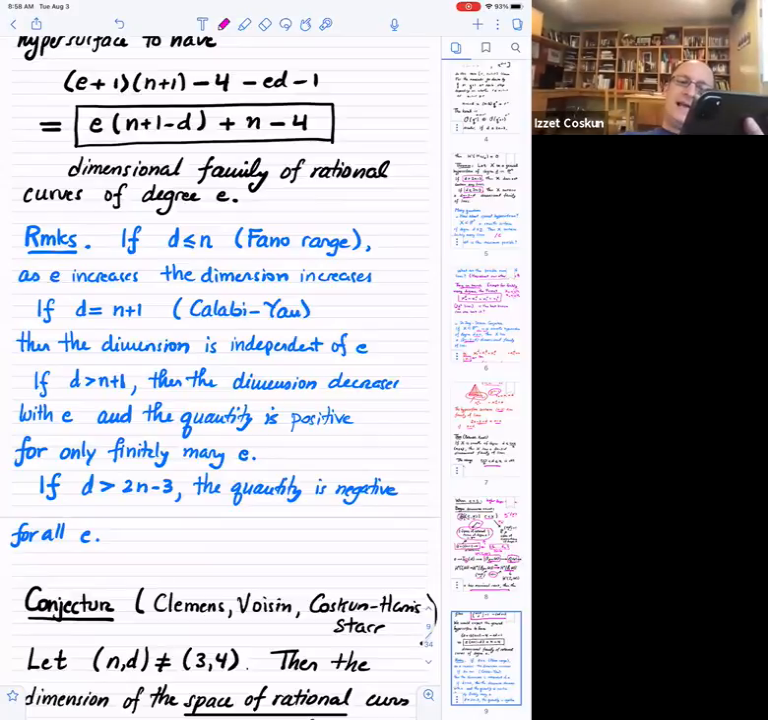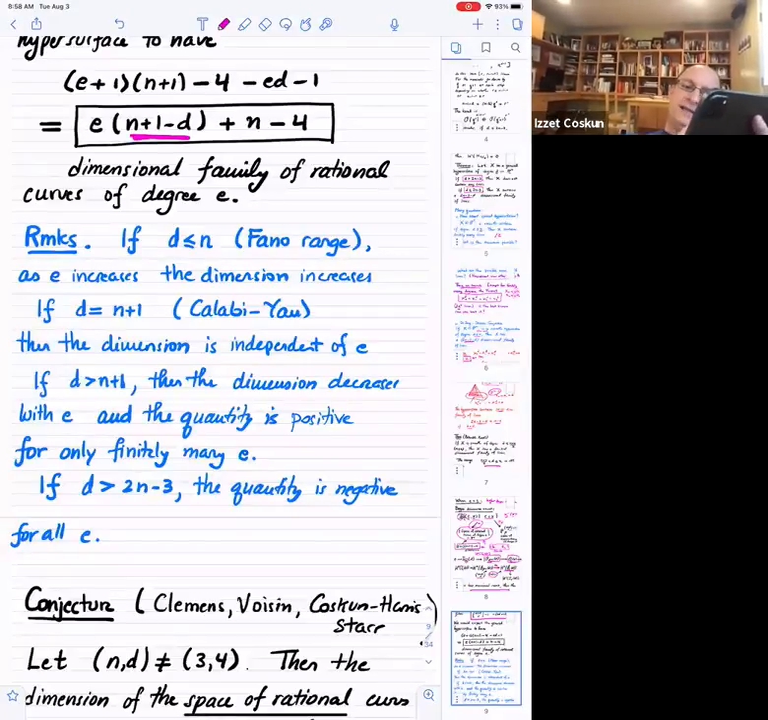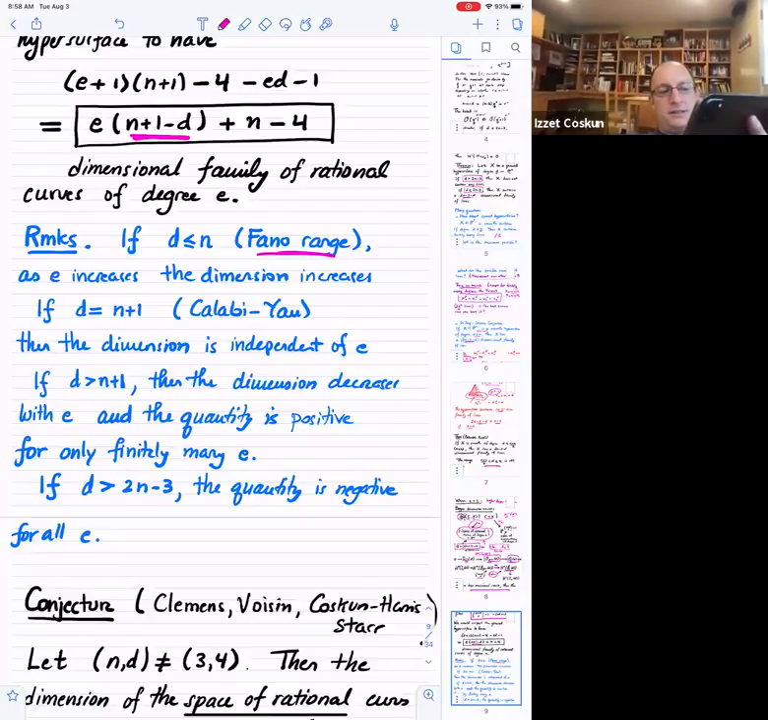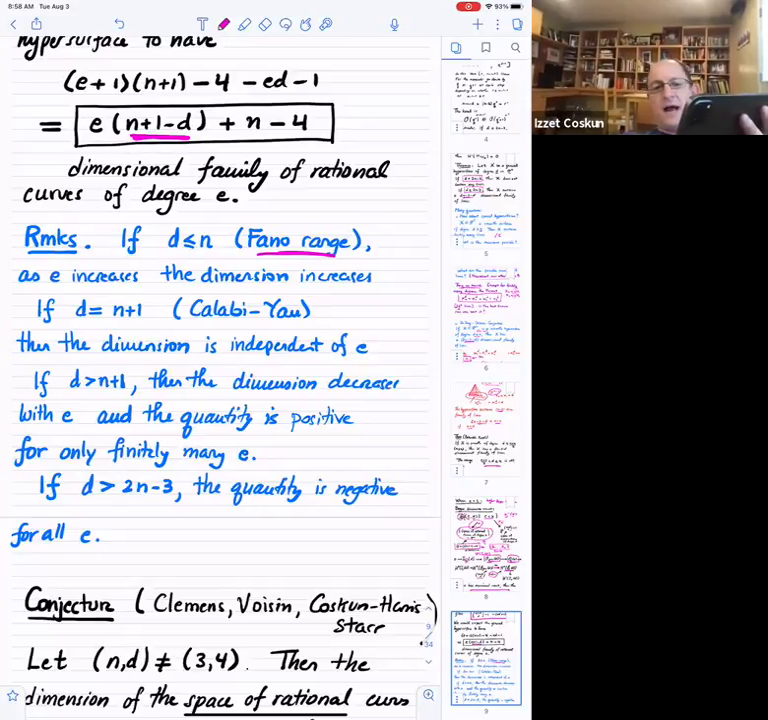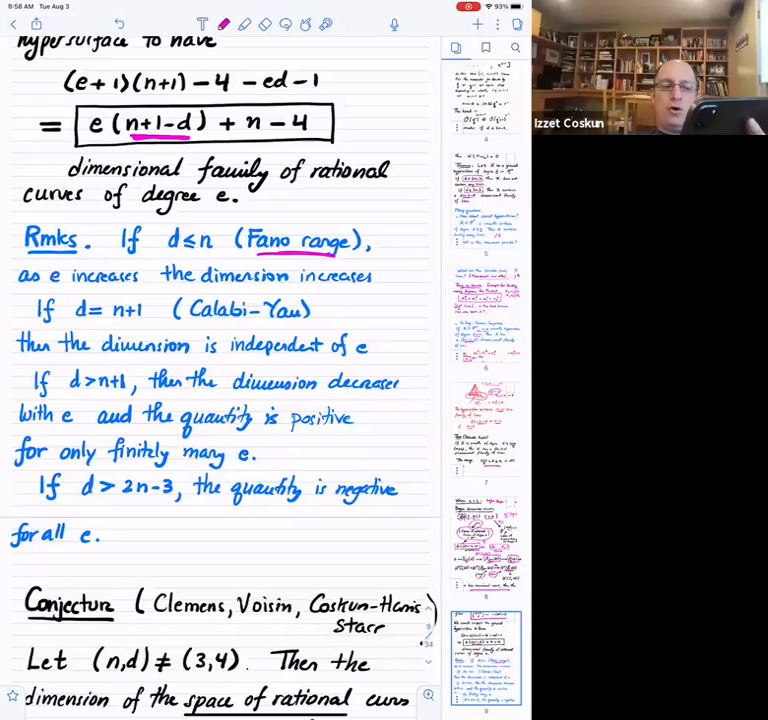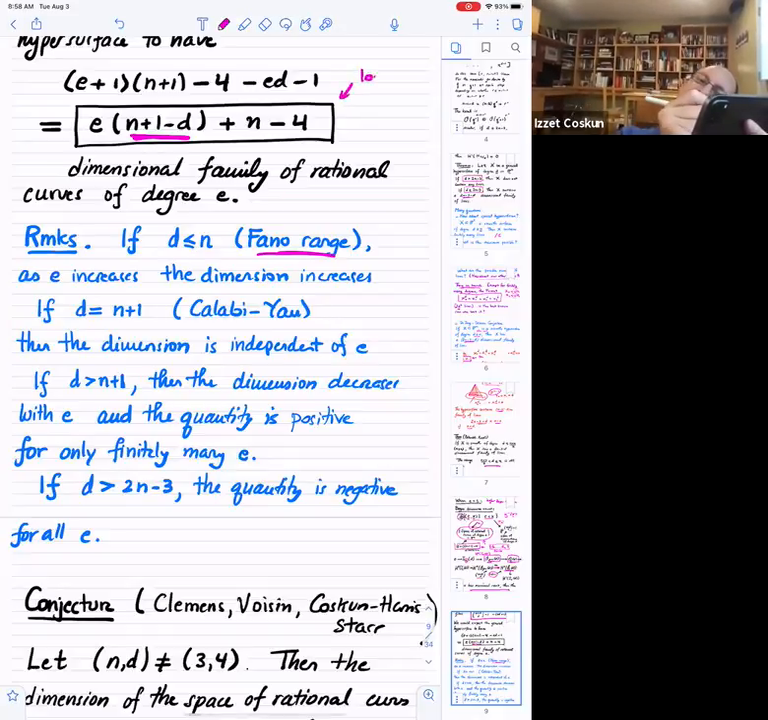d is less than or equal to n, then this is positive. So that this is the Fano range. In the Fano range, this is positive, so that as e increases, the dimension of the space of rational curves increases. One thing that I should say before we go on: this is a bogus calculation, but it is a lower bound on the dimension of the space of rational curves. So this is a lower bound.